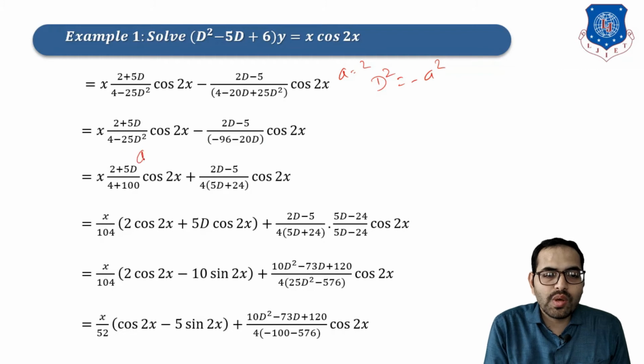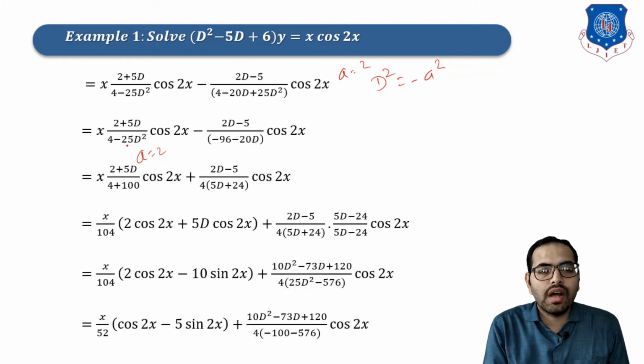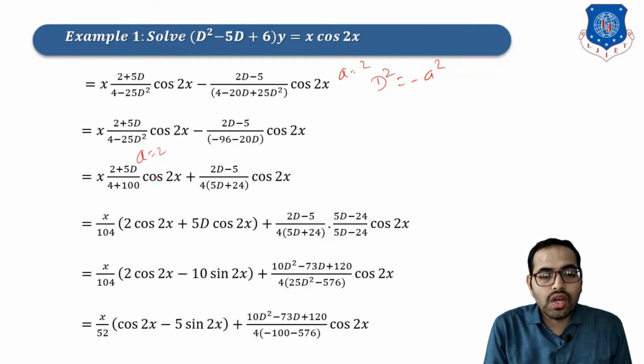Here again, replace the value of a equal to 2. Then a square becomes minus 4. 25 into minus 4 is minus 100, so minus minus becomes plus, then 100 plus 4 is 104. Now x by 104 is kept as it is.